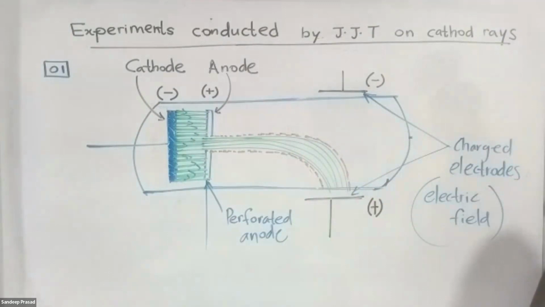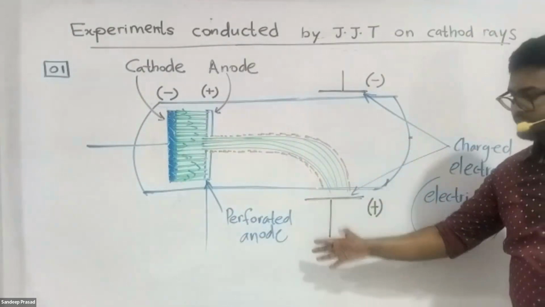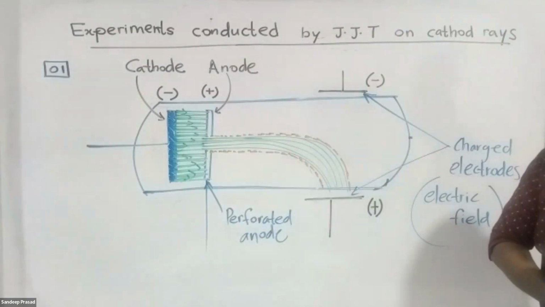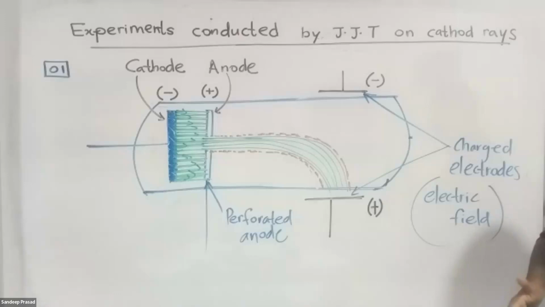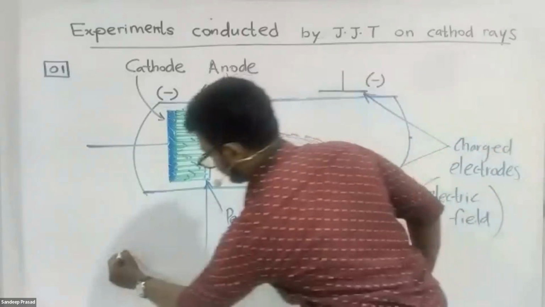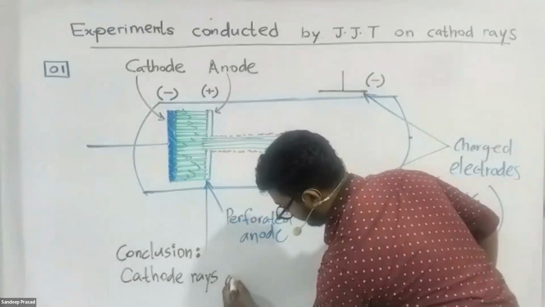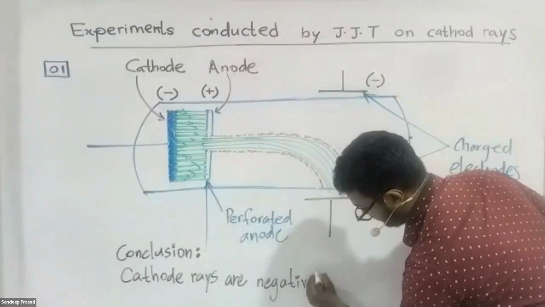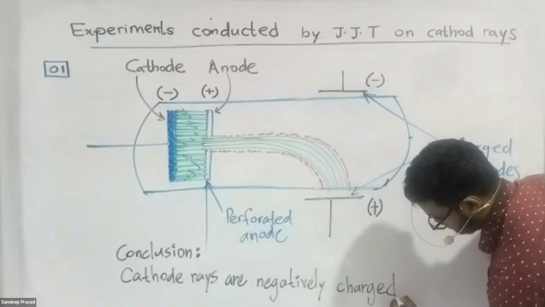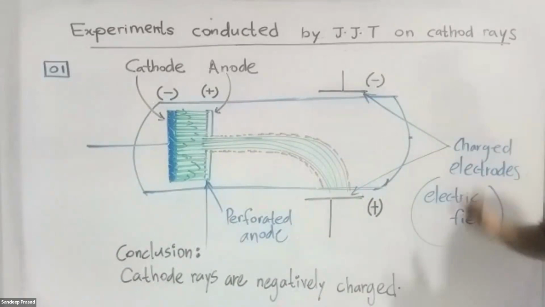Remember, the conclusion is cathode rays are negatively charged. Can you understand what I'm saying? He observed that these rays are deflecting towards the positive tip. So the experimental conclusion is, cathode rays are what? Negatively charged. That is the conclusion. So I can write the conclusion: cathode rays are negatively charged. So that's the conclusion from this experiment.